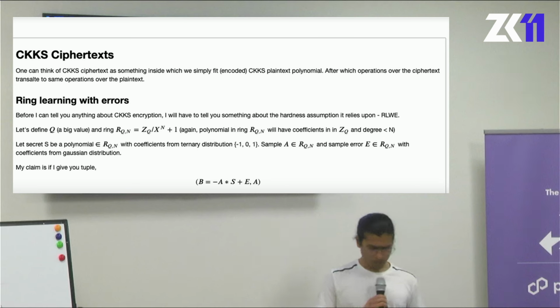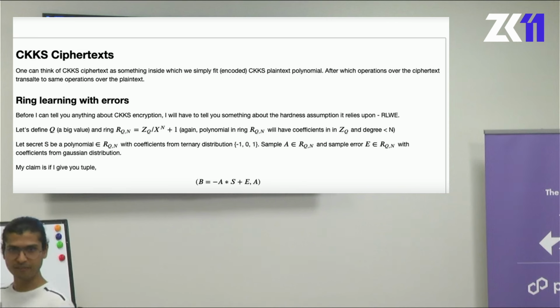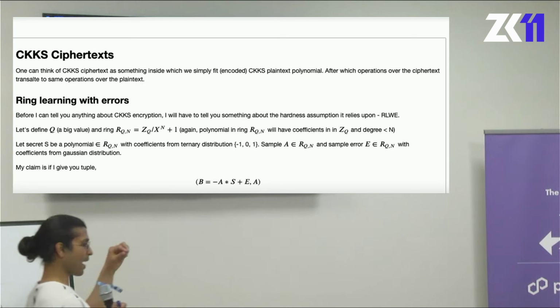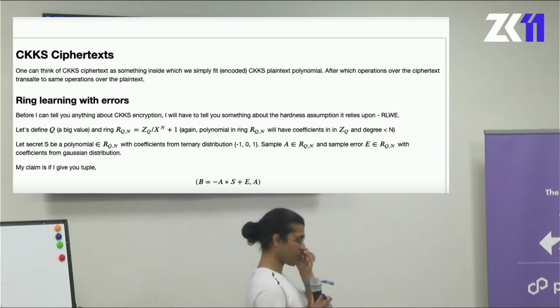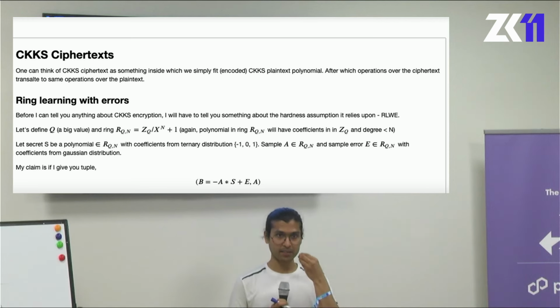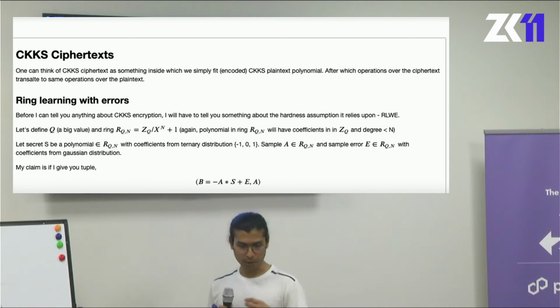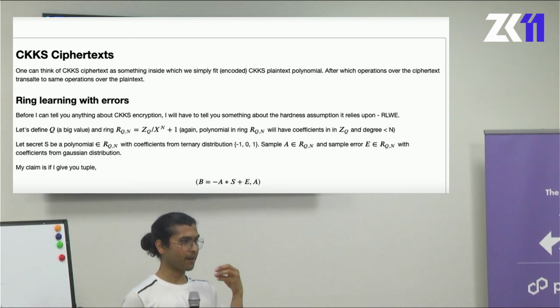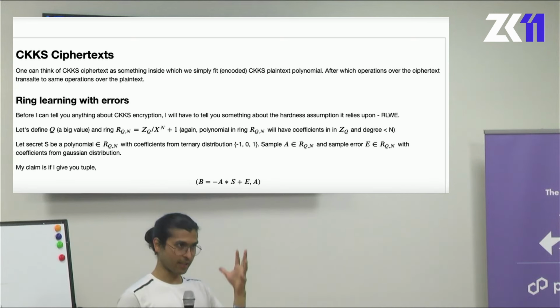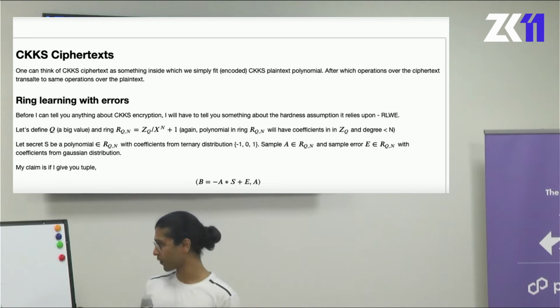Now, when I think of encrypting plain texts as ciphertexts, we want to take a plain text and fit it inside the ciphertext so that no one knows what the plain text is. The way I like to think about it is that you're simply adding the plain text to the ciphertext. And before I tell you how you encrypt a CKKS plain text to get a CKKS ciphertext, I have to introduce something called ring learning with errors, which is the hardness assumption that is the basis of all the FHE schemes that exist at present. So what is ring learning with errors?